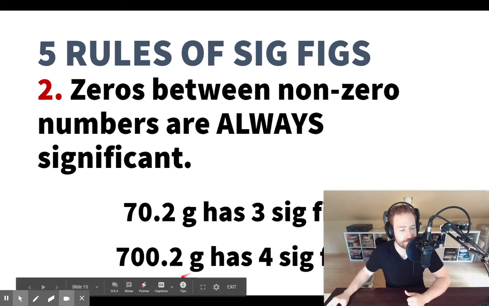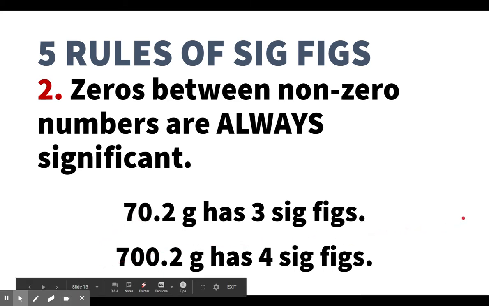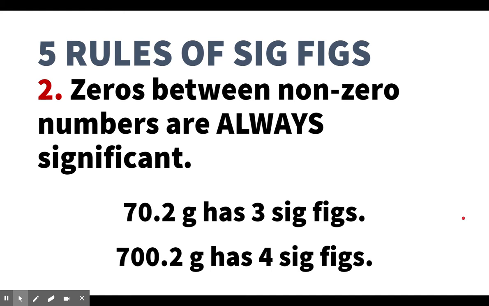Rule number 2. Here's where things get a little more complicated. Zeros are tricky. Any zeros that are between non-zero digits are always significant. So in the number 70.2, the 7 and the 2 are significant because they're not a zero. And then that zero between them is significant because it's between them. It's a sandwich zero. And so this number has 3 significant figures.